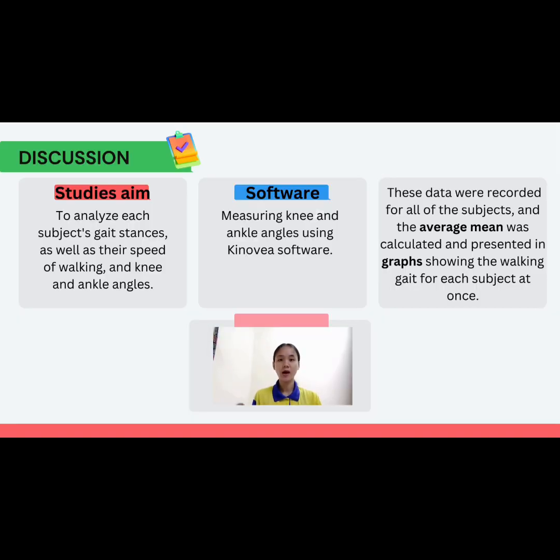I'm Jency Chuya Odao. I will explain the discussion part of this assignment. The study aims to analyze each subject's gait stances as well as their walking speed and knee and ankle angles. As we can see in the slide, our group used Kinovea software to measure knee and ankle angles. For my group, our data were recorded for all subjects, and the average mean was calculated and presented in a graph showing the walking gait for each subject at once.